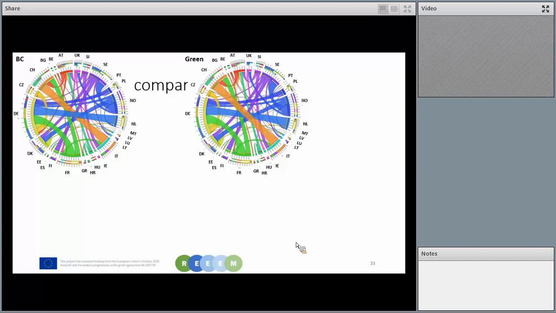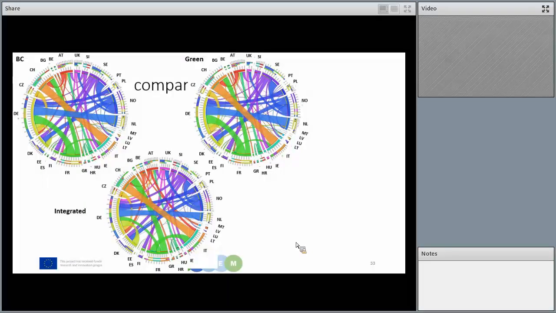And when looking at the integrated scenario here, of course, we have a way larger trade volume since the capacities are there, and we can see, however, the general pattern doesn't change significantly. So, for example, Germany in the center of Europe stays in all three scenarios an importing country. In the integrated scenario, actually, there are no exports at all.